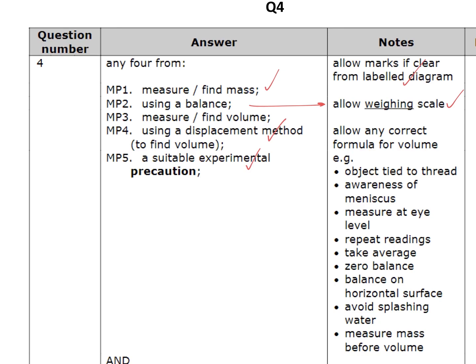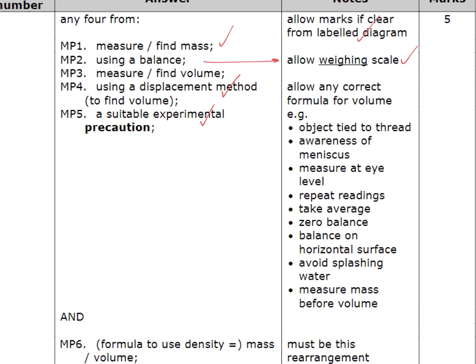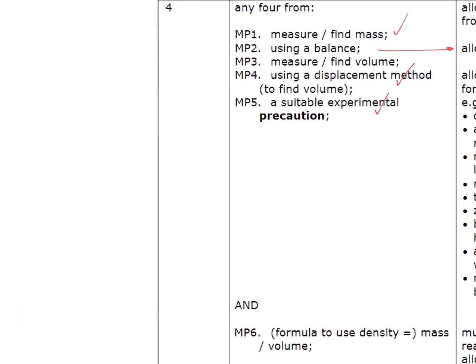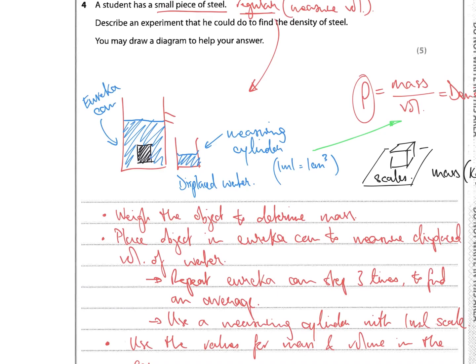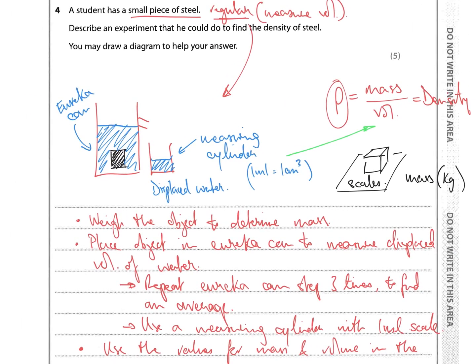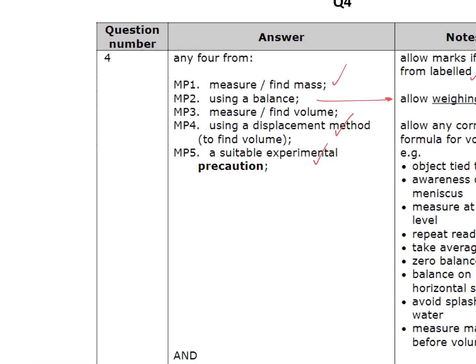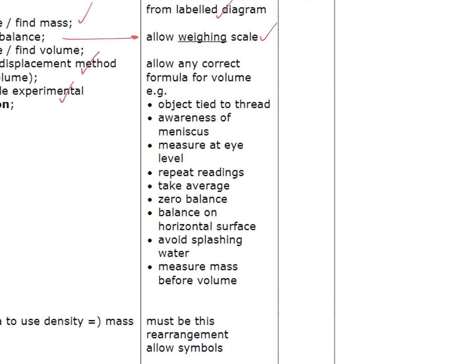So I suppose this was, as I described, the sort of finesse part of the question. Object tied to a thread, so you're not dropping it in, so there's no splash. An awareness of the meniscus, that obviously means the edges of the water, that's why I've drawn here the edges of the water moving up, that's the meniscus, to be aware of that, because if you read that wrong, you're meant to read level with the bottom of the meniscus. And then measure at eye level, so there's no parallax.